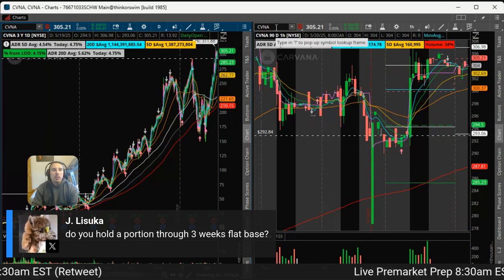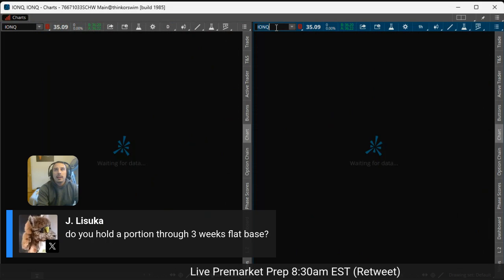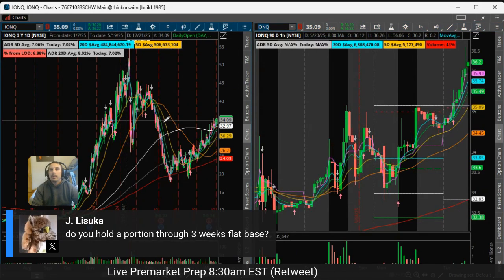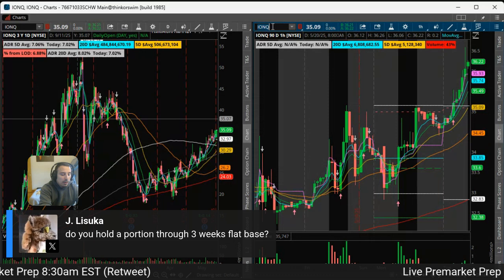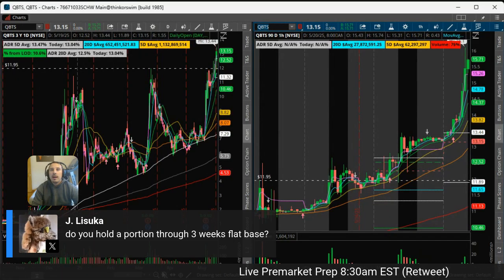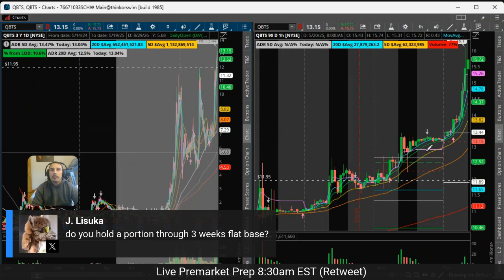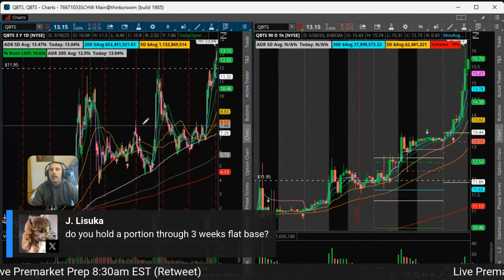Am I seeing a theme emerging in quantum names? Yeah, I'm seeing the theme. I just don't like the names. They don't make any money, which, by the way, is not a reason to short them either. They're acting best. QBTS is obviously your leader, but this isn't a fresh theme. This is a theme that's been going on for a while.